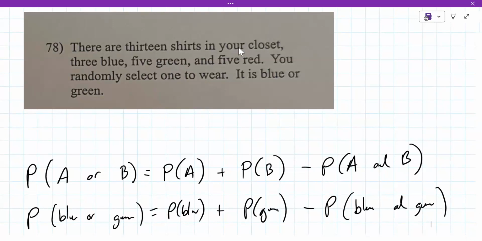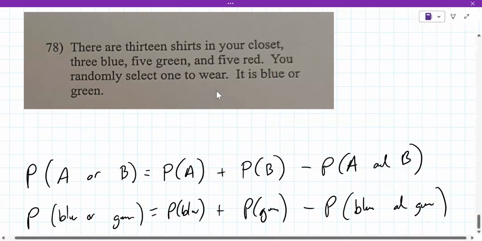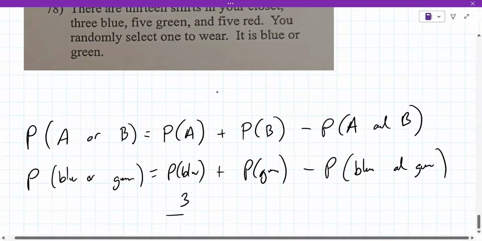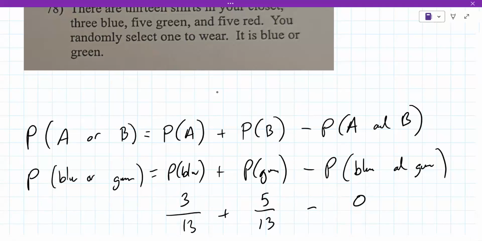So then probability of blue. How many blue are there? There's 3 out of how many? 13. How many green are there? 5 out of 13. And there's none that are both, but maybe in another scenario there will be. So then it would just be 8 out of 13.